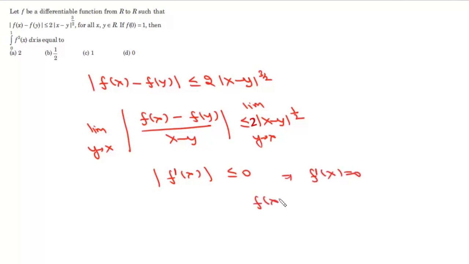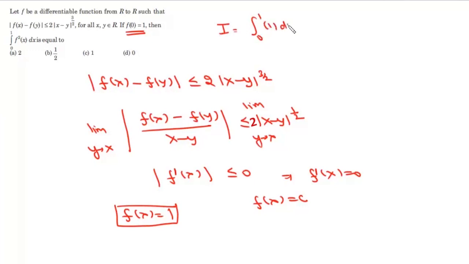That means this f(x) is a constant function. Now if it is constant, its value is same at all points. So if f(0) is 1, this f(x) is simply 1. So we have this constant function f(x), which is 1. Now we have to find this integral from 0 to 1 of f squared x, and this is simply 1 dx, and the integral of 1 dx is 1, and that's your option C.